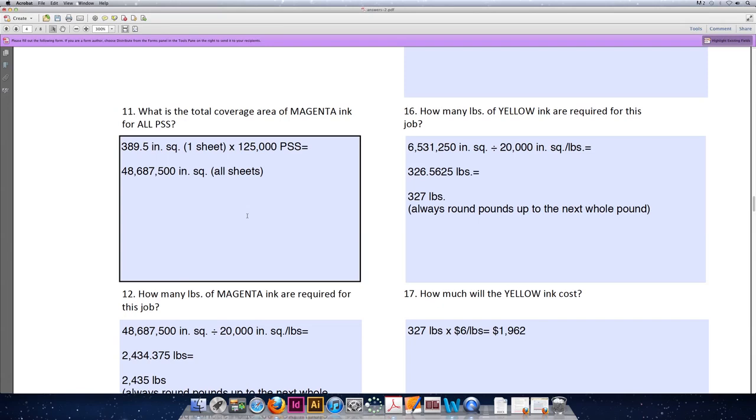Question 11 then asks us, if 389.5 square inches represents one sheet of paper, how many total square inches do we have to cover for all of the sheets of paper for our job? We've already calculated that to be 125,000 press size sheets for question number 2, so 389.5 inches squared times 125,000 sheets of paper equals 48,687,500 square inches of coverage area for magenta for all of the sheets for this job.